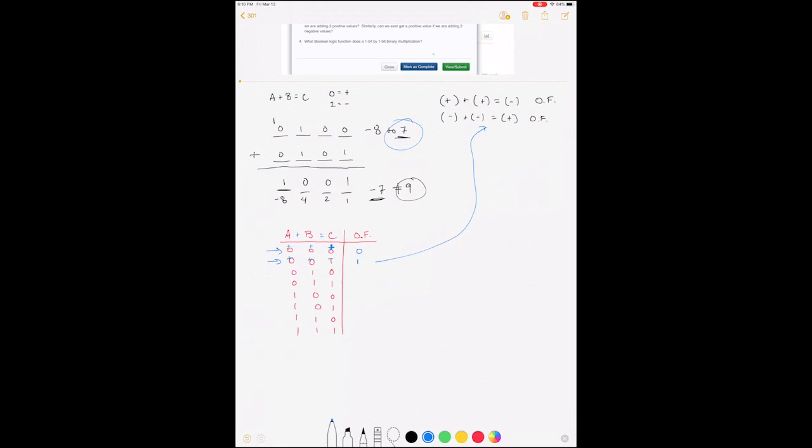So if we look at the next row, we'll see that we have a positive plus a negative is equal to a positive. An example of that would be 3 plus negative 1 is equal to positive 2.